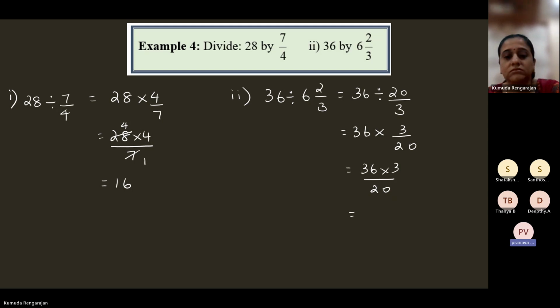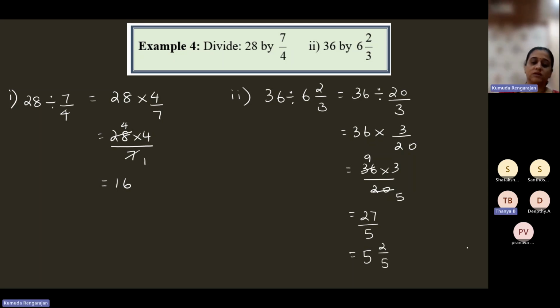Ma'am, is the answer 27 by 5? Yeah, mixed fraction. 5 2 by 5. 4 fives are 20, plus... 4 nines are 36. And that's 5 2 by 5. I'm correct. 5 2 by 5. Ma'am. Correct.